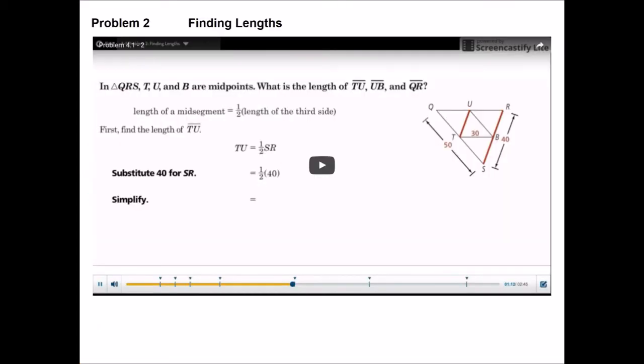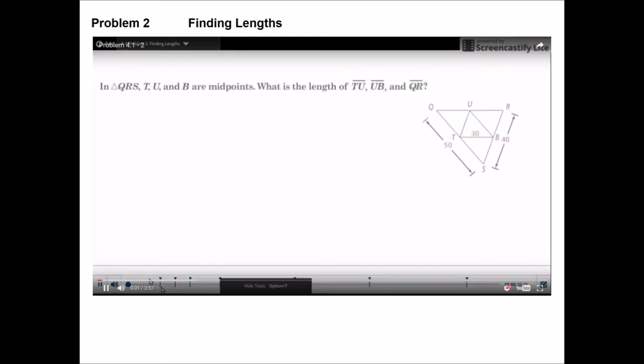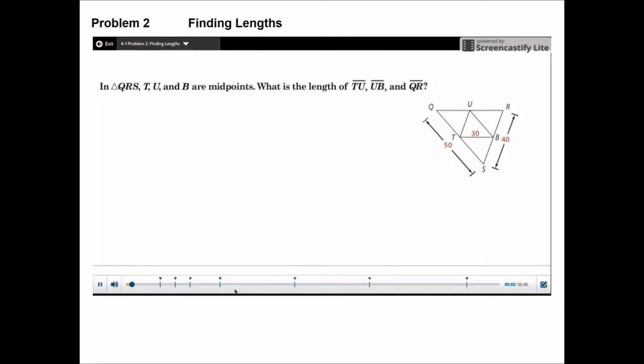Now we're going to look at being able to find the lengths of line segments when we're constructing midpoint segments. In this problem, you will find lengths. In triangle QRS, point T, point U, and point B are midpoints. What is the length of segment TU, segment UB, and segment QR?